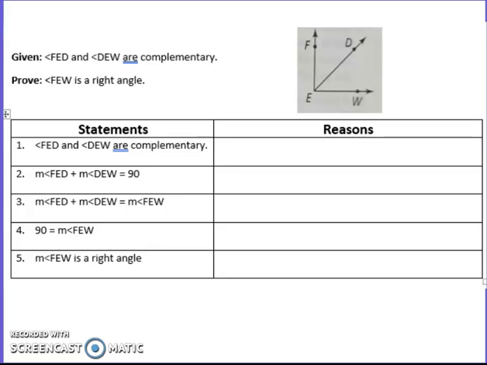Now, if I look at statement 1, angle FED and angle DEW are complementary. We always want to start with our givens. So reason number 1 is given. It has to be given to us. We have to know what problem we are solving.